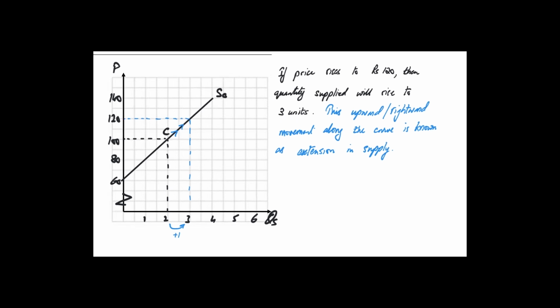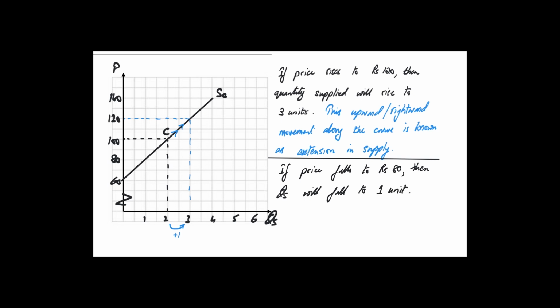On the other hand, if price falls to say rupees 80, then quantity supplied will fall to 1 unit, or falls by 1 unit. So what's happening here is, let me do the marking. This is what happens from the producer's willingness and ability point of view. Again, a movement along the curve.